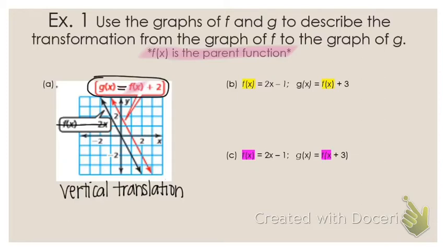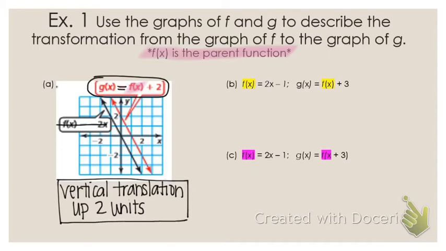Look at your cheat sheet. Go to where it says vertical translation, and we are adding a number. So what direction is that? Up. Vertical translation up. How many units? 2. Whatever the number in the problem is the number of our units. So vertical translation up 2 units is the transformation that was done to this graph.